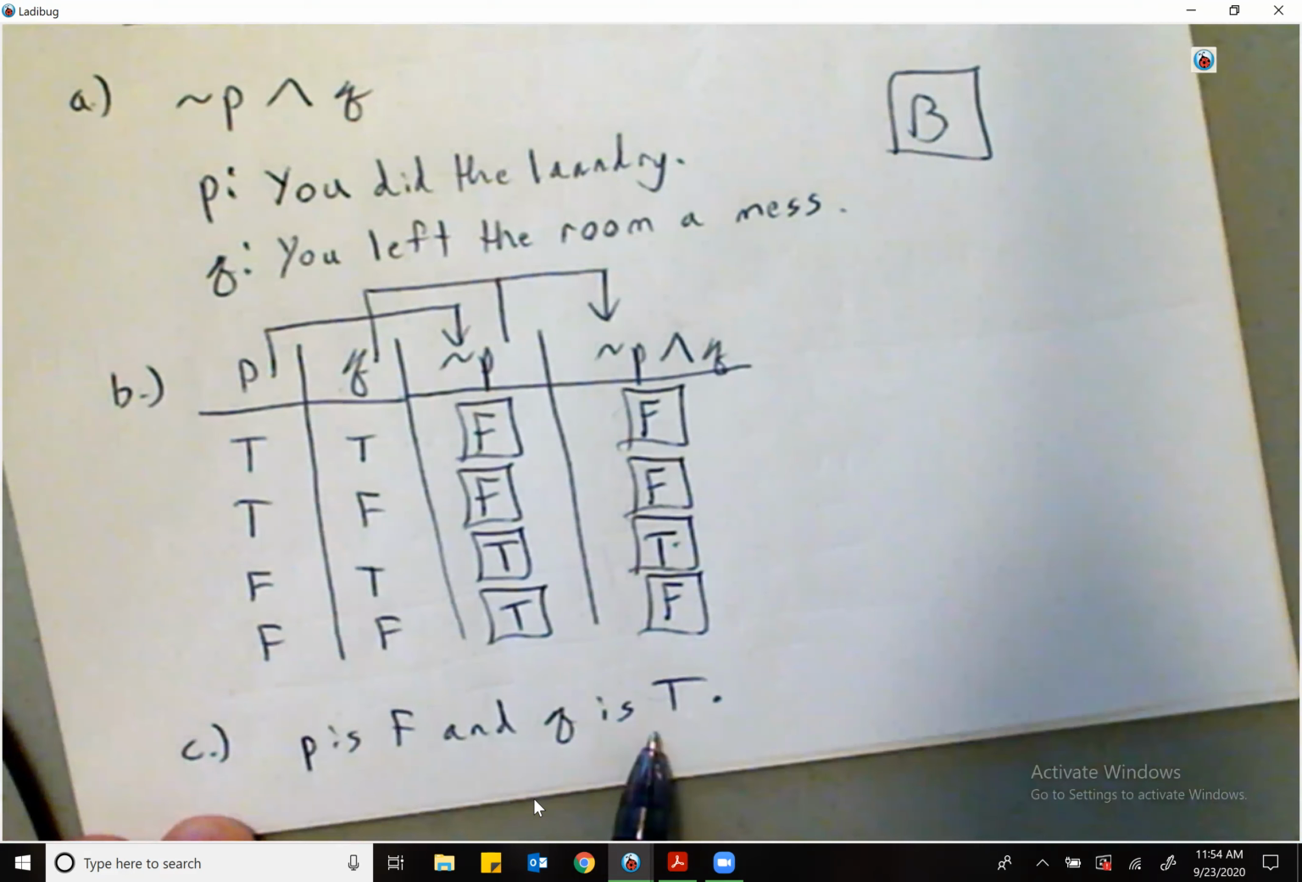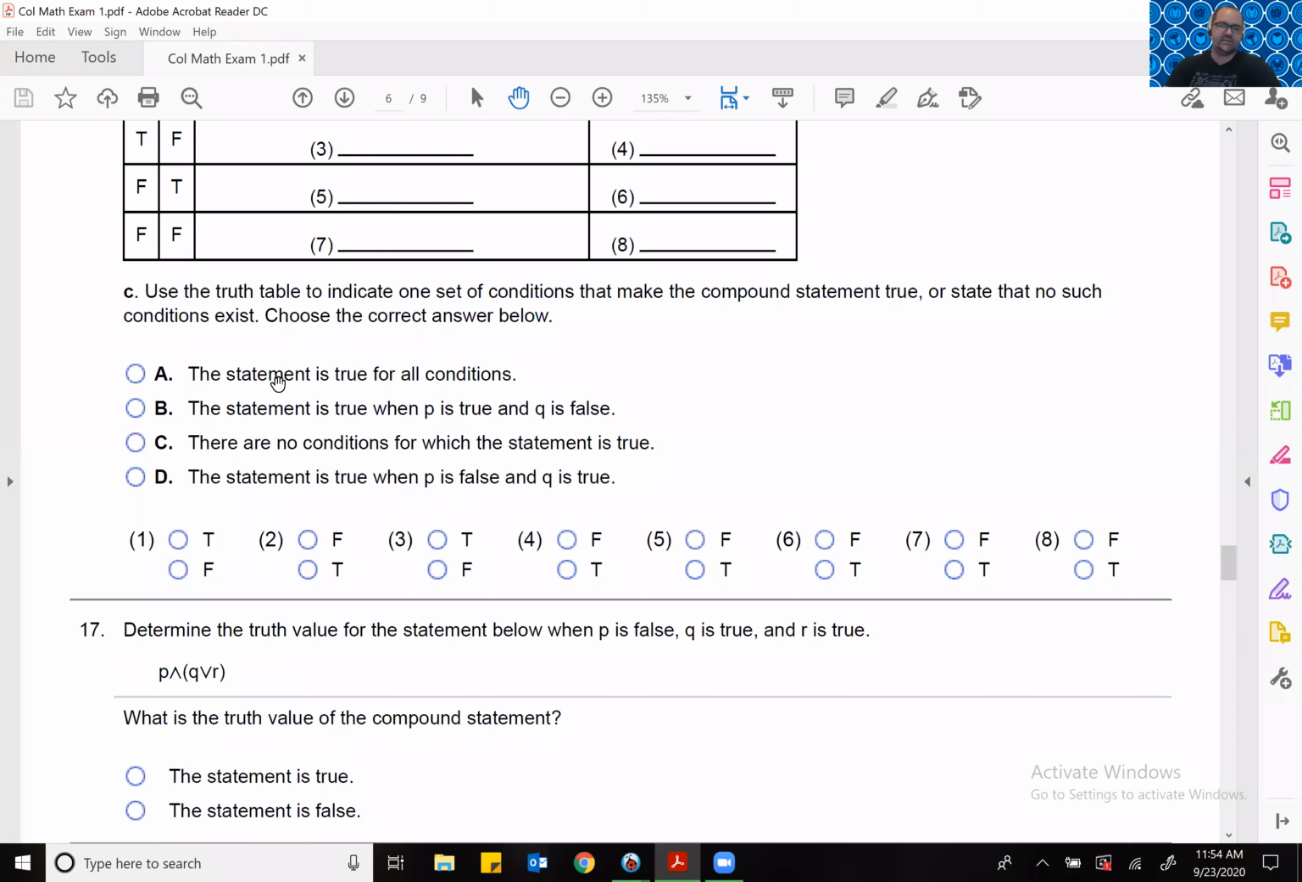So we come in. It says the statement is true for all conditions. That's not true. The statement is true when P is true and Q is false. Nope, that wasn't it. There are no conditions. That's not true because we know there is one. So the answer is D. The answer is D because it says it's true when P is false, Q is true. And that's exactly what you just told me. There you go. That's number 16. All right. Number 17.